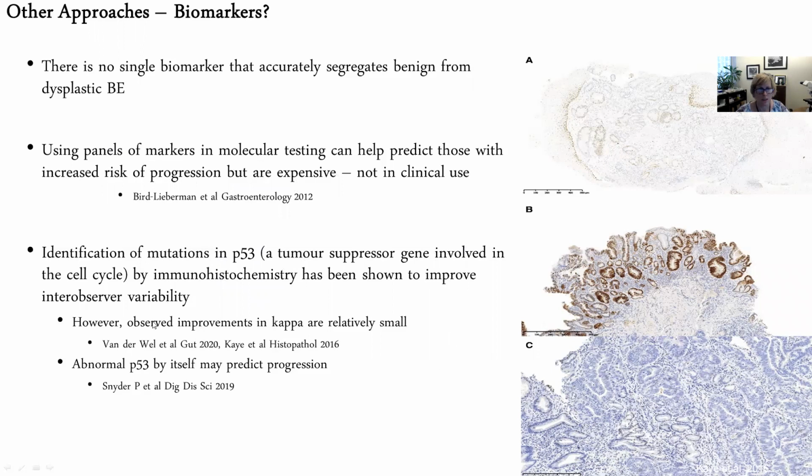Several studies have tried to use this to improve interobserver variability, and they have found improvements, but the improvements in kappa are still relatively small. But it still may be useful because abnormal P53 in these cases by itself may predict progression to high grade or to adenocarcinoma. So this is one biomarker that I use occasionally. I don't use it on every case, but considering that it may predict progression, this is something that may come into greater clinical use, as we may be using it to define people who need greater follow-up.